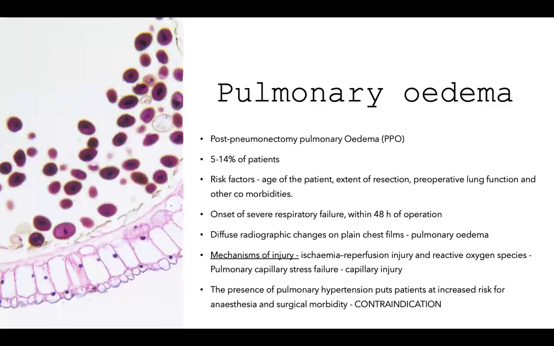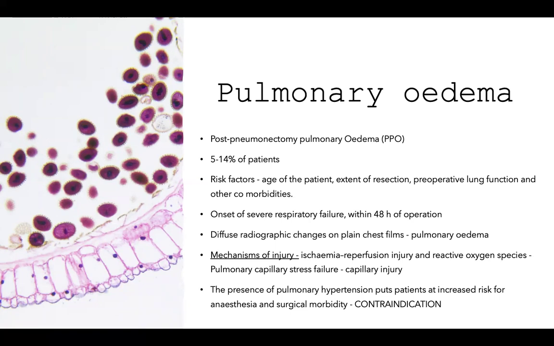Now, another interesting complication called pulmonary edema. This is called post-pneumonectomy pulmonary edema and can happen in up to 15% of cases. The risk factors are age, extent of resection, preoperative lung function, and other comorbidities. Usually, the onset is within 48 hours of the surgery and they present with severe respiratory failure. There are diffuse radiographic changes in the plain X-ray. It looks like a pulmonary edema. The mechanism is ischemic reperfusion injury and creation of reactive oxygen species, which leads to something called pulmonary capillary stress failure and eventually capillary injury.